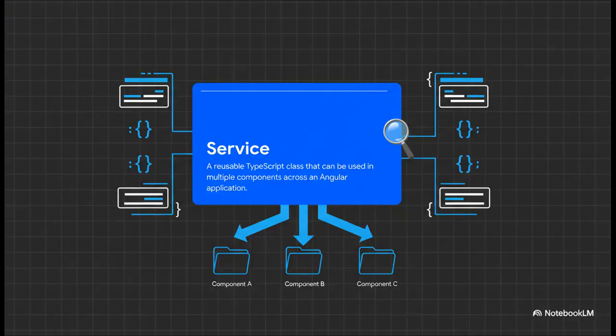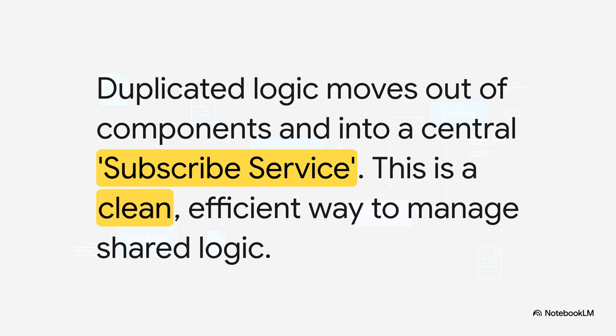And because of that separation, a service is built from the ground up for reusability. You write that complex logic one time inside the service, and then any component anywhere in your entire application can tap into it. It becomes the single authoritative source of truth. And here is what that looks like in practice. Just look at that. The duplicated logic gets pulled right out of those components and is centralized into one subscribe service. And now, every component just points to this one service. We've gone from a scattered mess of copies to a single, clean source of truth. It's so much more efficient, and believe me, it is a lifesaver when it comes to maintenance.